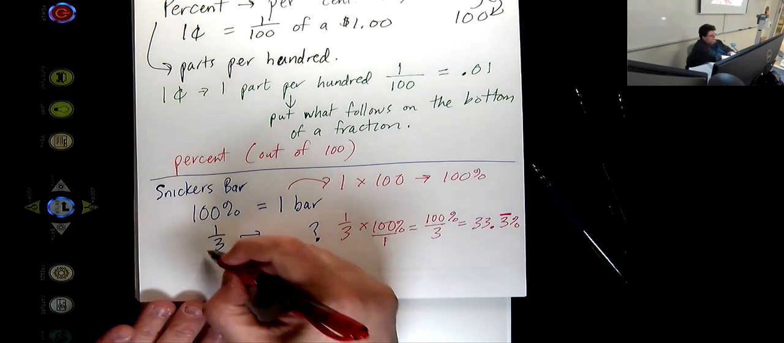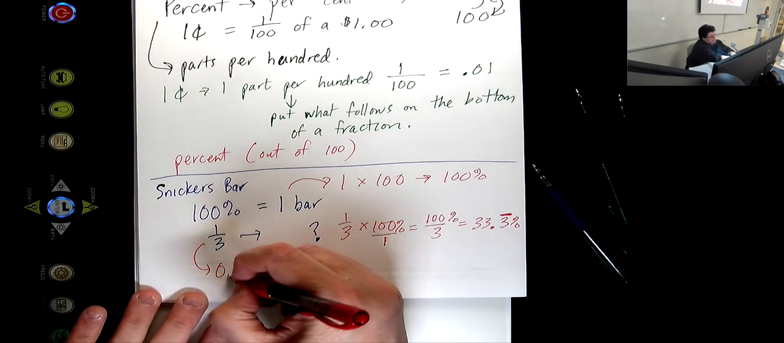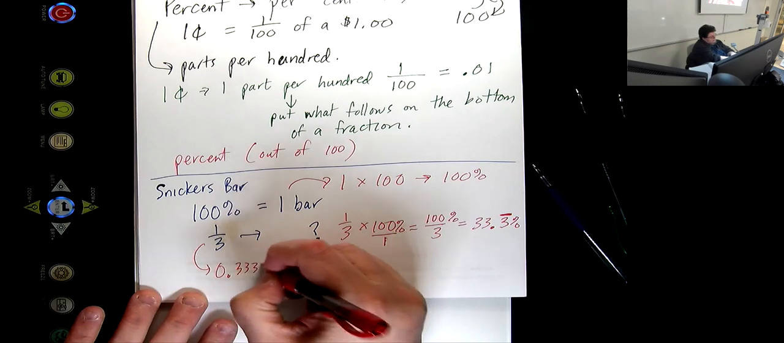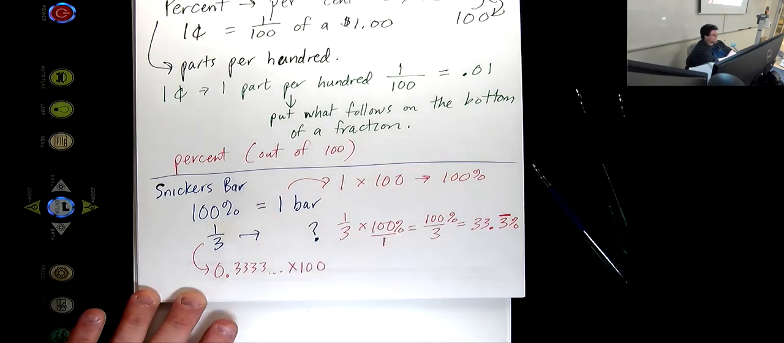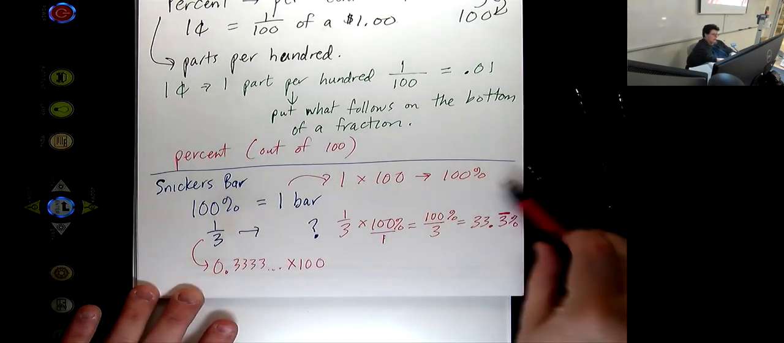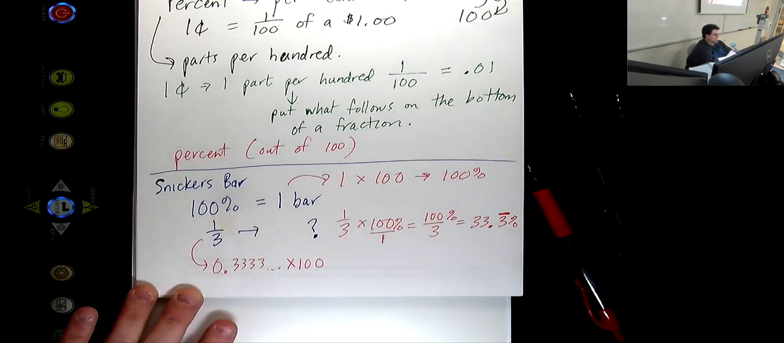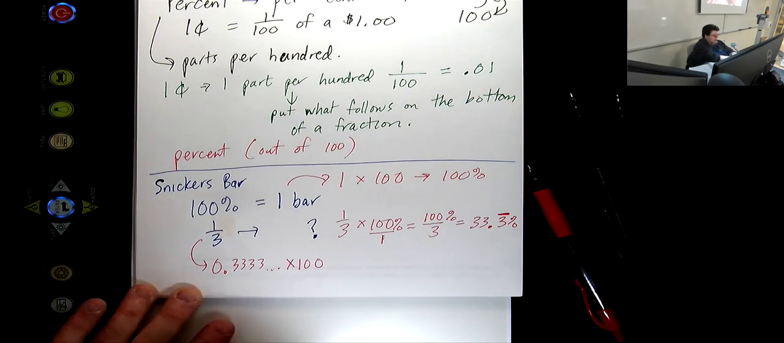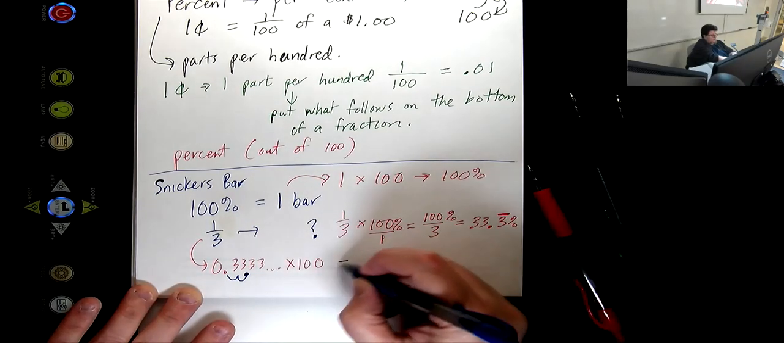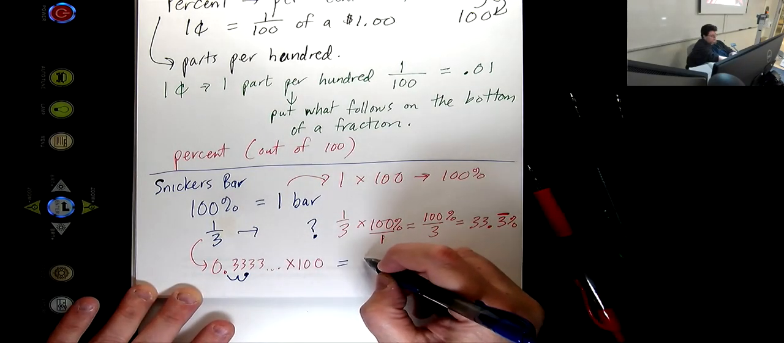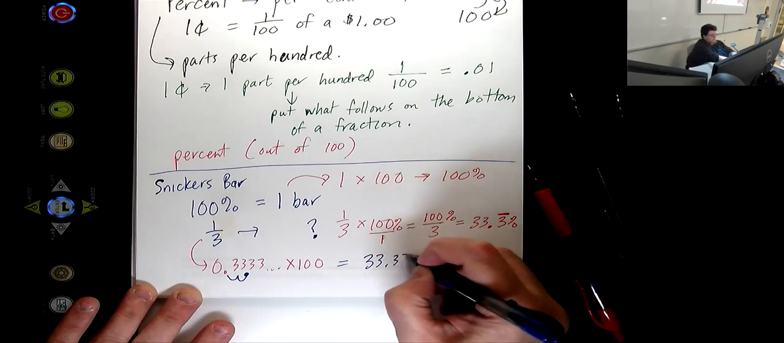Another way you can do it is convert to decimal first. Multiply it by 100 now. Where division moves the decimal point left, when you divide by 100, move it left 2 times. Multiplying by 100 just moves the decimal right 2 times. So 0.33 goes to 33.33%.